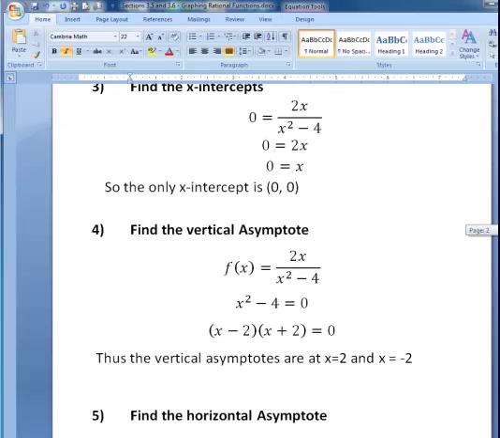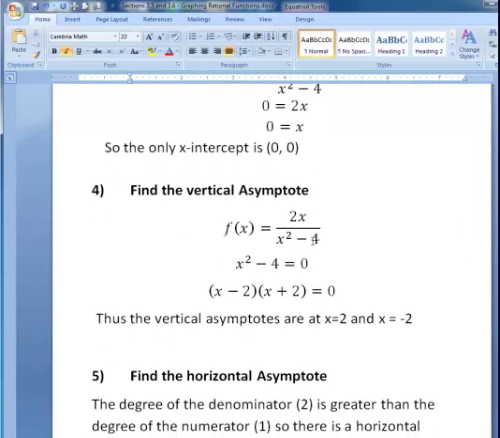The fourth step is to find our vertical asymptotes. Well, to find vertical asymptotes, we are concerned about the denominator. We want to know when the denominator equals 0, because when the denominator equals 0, the function's undefined. So we set our denominator, x squared minus 4, equal to 0, and that gives us x minus 2 times x plus 2 is 0. And if we solve each one of these, we will find that we have vertical asymptotes at x equals 2 and x equals negative 2. Those are equations for vertical lines, so those are going to appear in our graph.